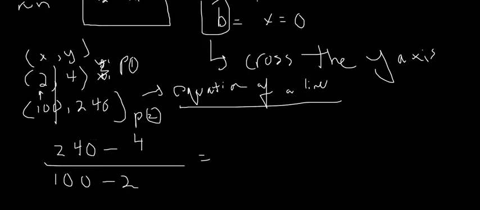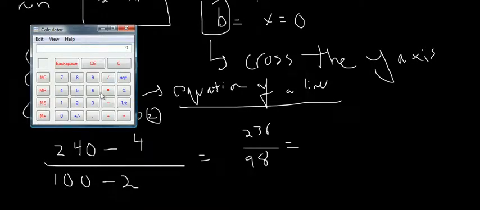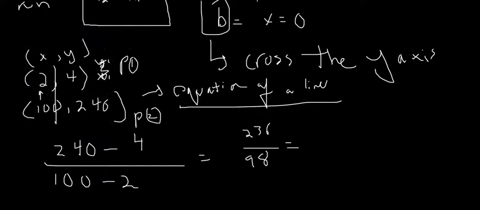So what do I get? 240 take away 4 becomes 236, and 100 take away 2 is 98. Can this be reduced? I'm sure it can be reduced. So what's 236 divided by 98? It's giving me decimals, so, well, you can reduce this. Actually, you can reduce this.